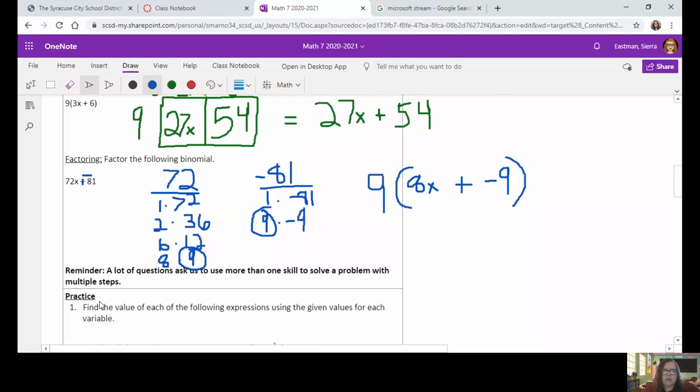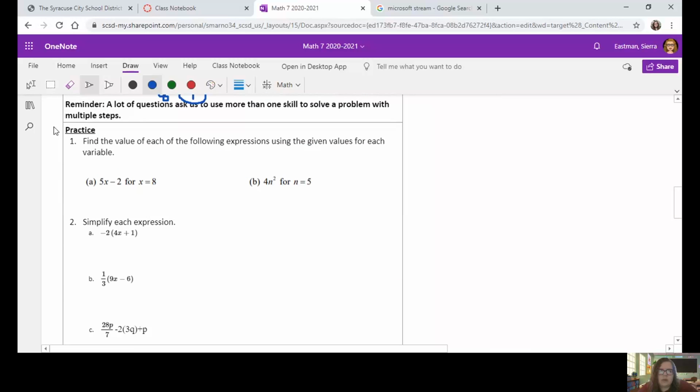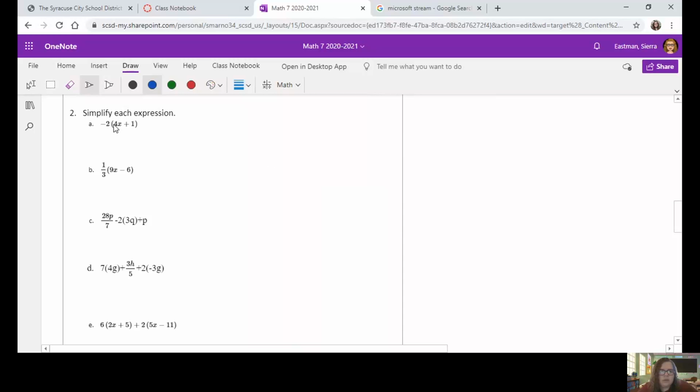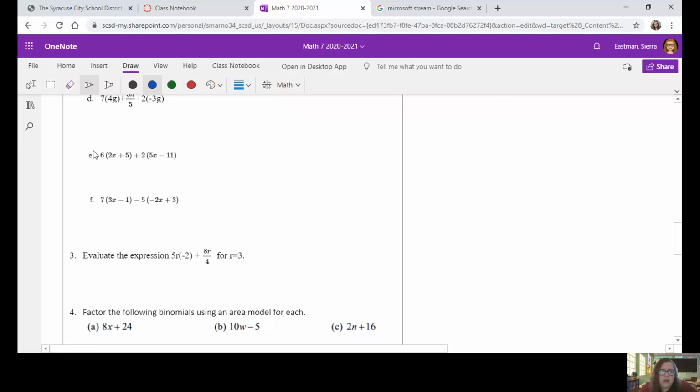And now I'm going to let you guys do some of the practice on your own. And just as a reminder, a lot of the questions ask us to use more than one skill to solve a problem with multiple steps. So for example, practice number 1, they're just asking you to substitute. They give you some values to put in for those variables. Practice number 2, they're asking you to simplify, which could involve distributive property, and it could also involve the simpler simplification of just multiplying, dividing, adding, subtracting. But it could also have both.